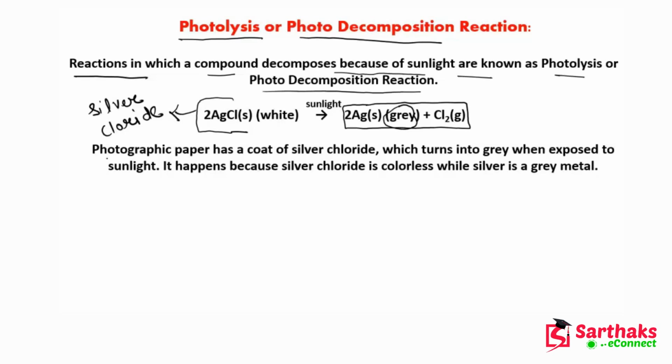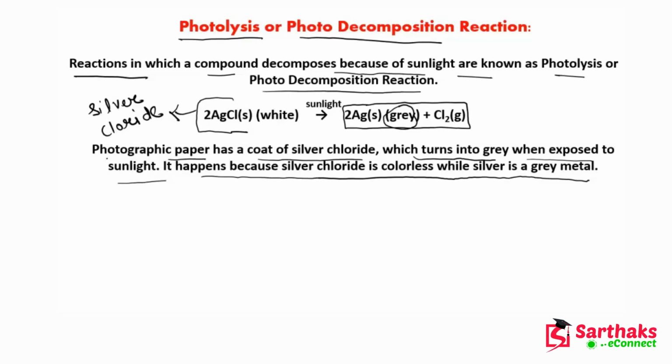Photographic paper has a coat of silver chloride which turns gray when exposed to sunlight. It happens because silver chloride is colorless while silver is a gray metal. So basically, this silver chloride is used in black and white photography.